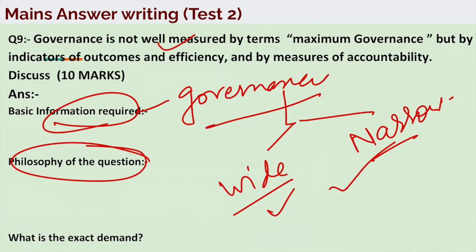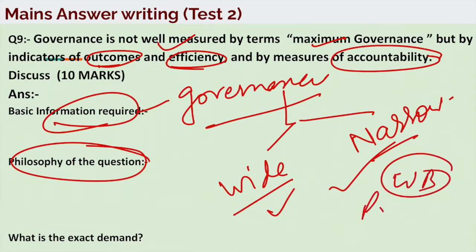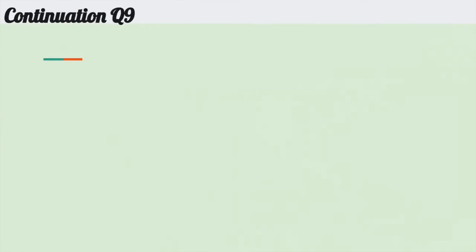You must be aware of what is the philosophy behind governance. Is it only about maximum governance, or is it about accountability, outcome, efficiency? So we will look into that, and for that we will take the help of the World Bank parameters of good governance. Remember this, and any answer will be easily solved.